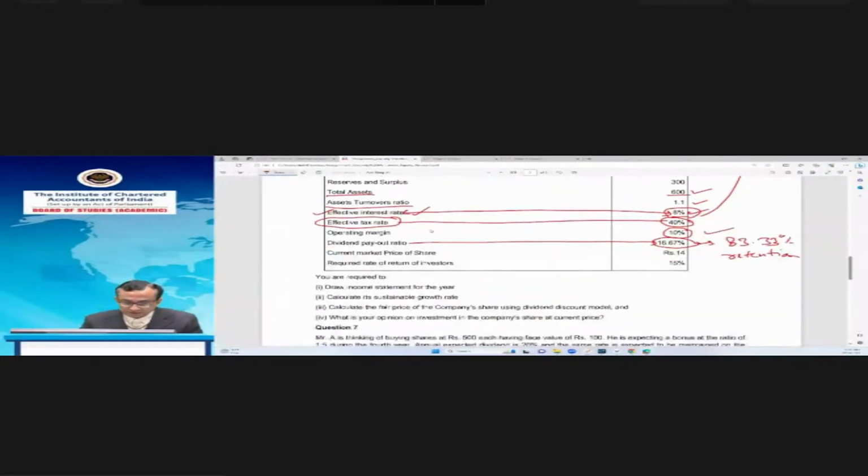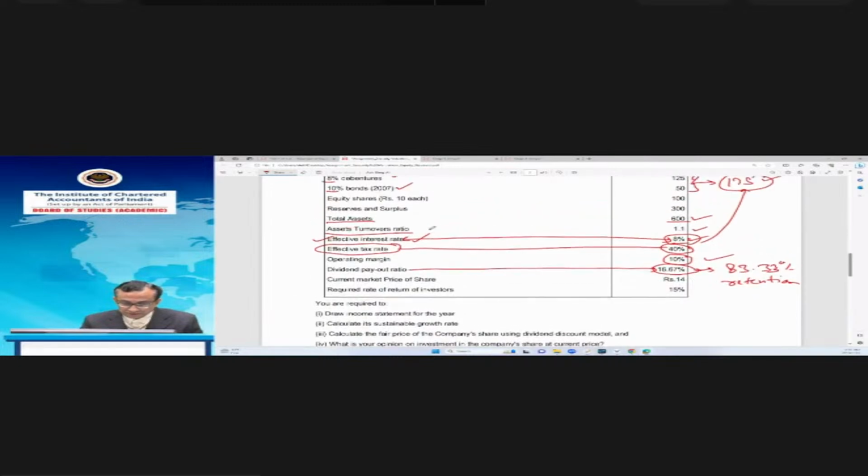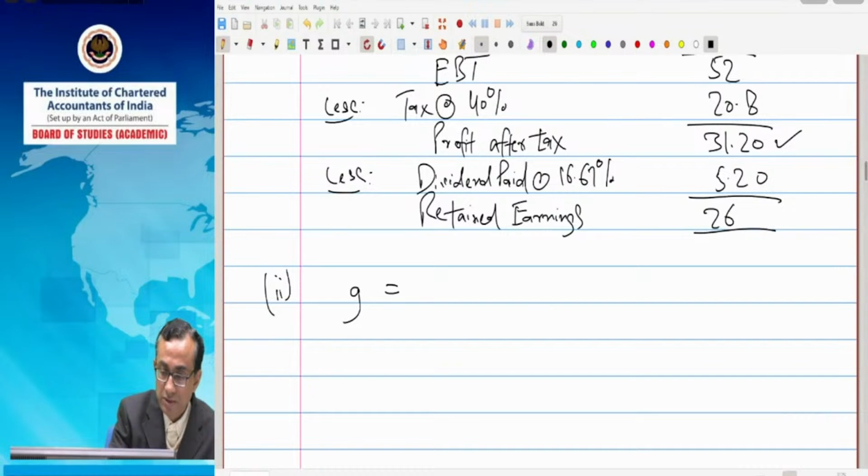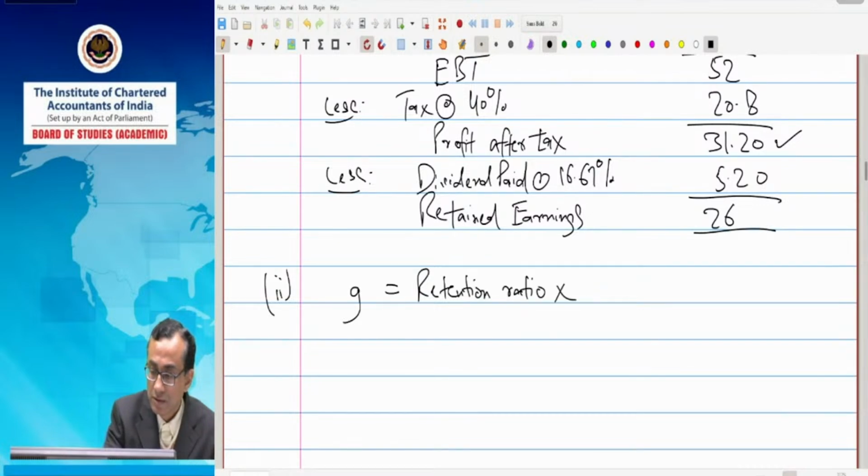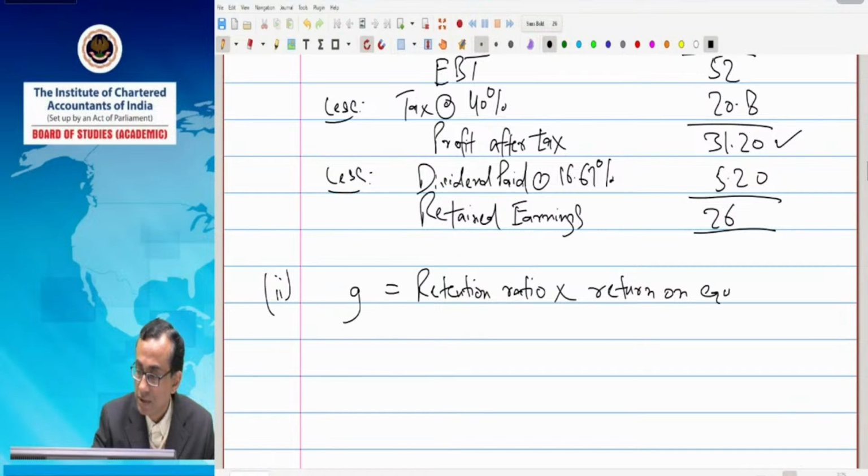Second part of the question is asking about the sustainable growth rate. Now, this growth rate can be calculated with the help of the formula: retention ratio into return on equity. Retention ratio into return on equity.